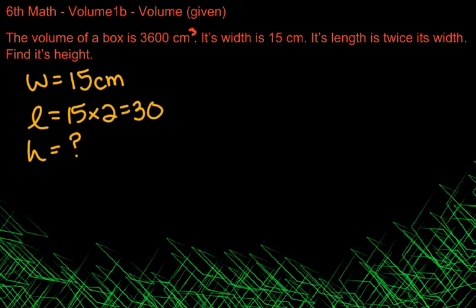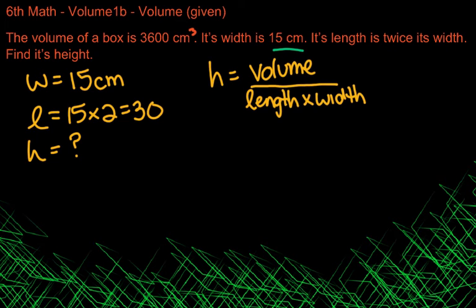Here we go. First thing is that the width is 15 centimeters. We're given that, which is right there. And then length is twice that, so 15 times 2 is 30. And we're just trying to find height. Now, the formula that we could use is simply that height is equal to volume divided by length times width. So that means that height equals, take that 3,600 like we've done before, and we divide it by 15 times 30.